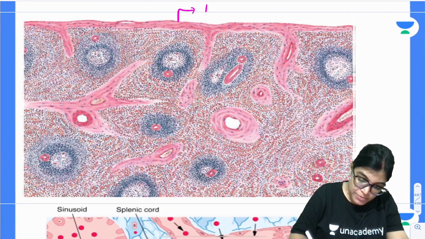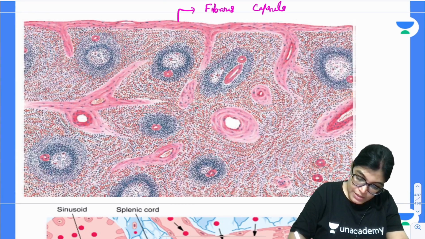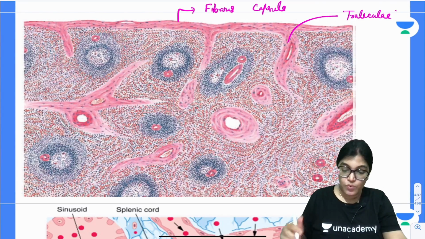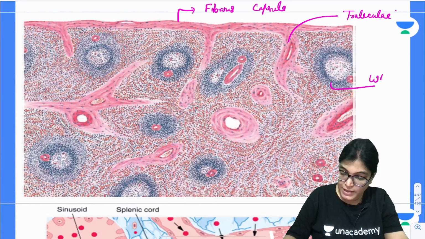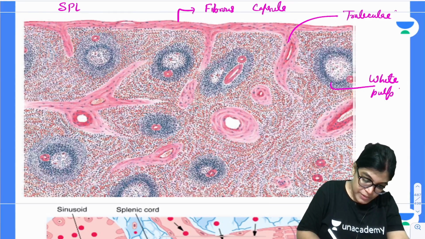This is the fibrous capsule which you are seeing. This is the trabeculae which you are seeing. In the trabeculae, the trabecular artery traverses, and when it reaches the white pulp, so this is all white pulp of the spleen. So this is the slide of spleen which we are discussing.